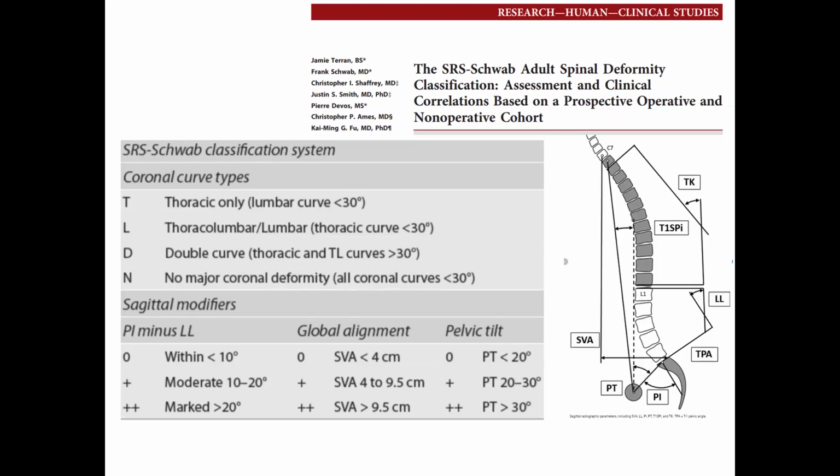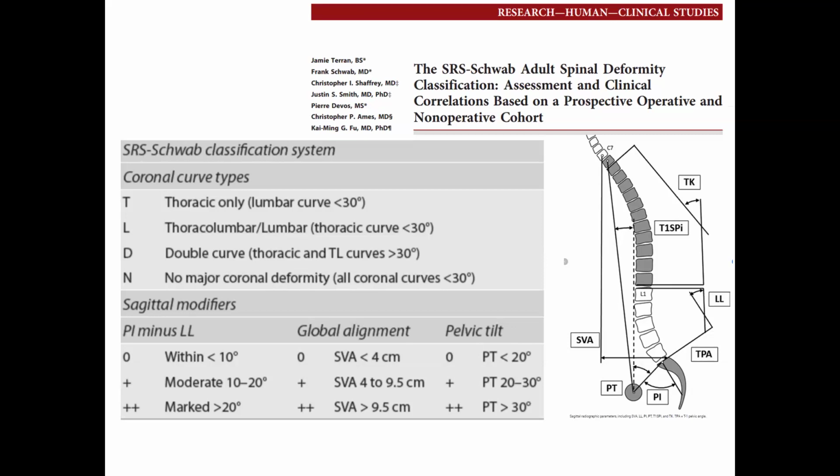And the sagittal modifier is, as I said before, the mismatch between lumbar and pelvic values, that is PI minus LL. Ideally it should be less than 10 degrees. If there is a mismatch between 10 to 20 degrees, it's considered 1 plus, and a mismatch of more than 20 degrees is considered 2 plus. And global alignment, that is the sagittal offset, should lie less than 4 centimeters. If more than 4 and less than 9.5, it is considered 1 plus. If the mismatch is more than 9.5 centimeters, it is considered 2 plus. And the pelvic tilt should be less than 20 degrees. If it is 20 to 30 degrees, it is considered 1 plus, and more than 30 degrees is considered 2 plus.